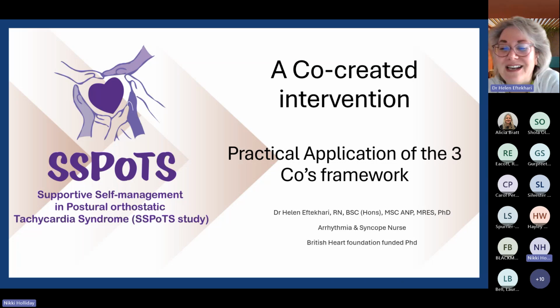So as Nikki said, my name is Helen Neftahari, and I've just finished a PhD where I looked at co-creating an intervention for people with a health condition called postural orthostatic tachycardia syndrome, and POTS for short. I think what's important about the intervention is that this was driven by my own clinical practice as an arrhythmia and syncope nurse, seeing people with this condition, and having for many years supported people in self-management with lots of different types of cardiac conditions. I'm thinking to myself, how would this look like for people with POTS?